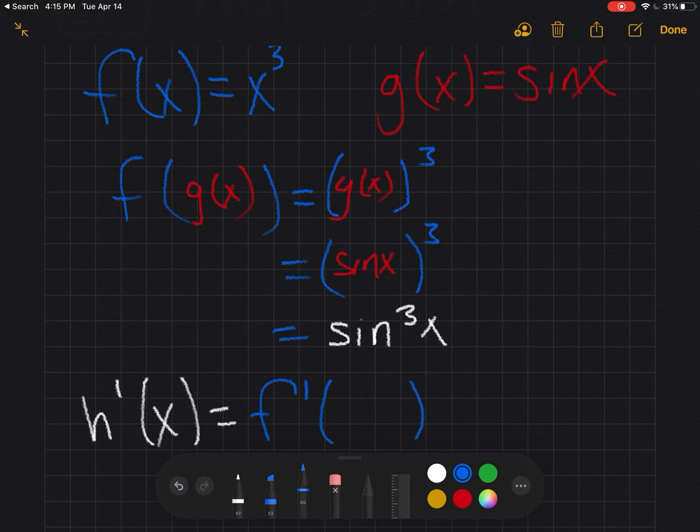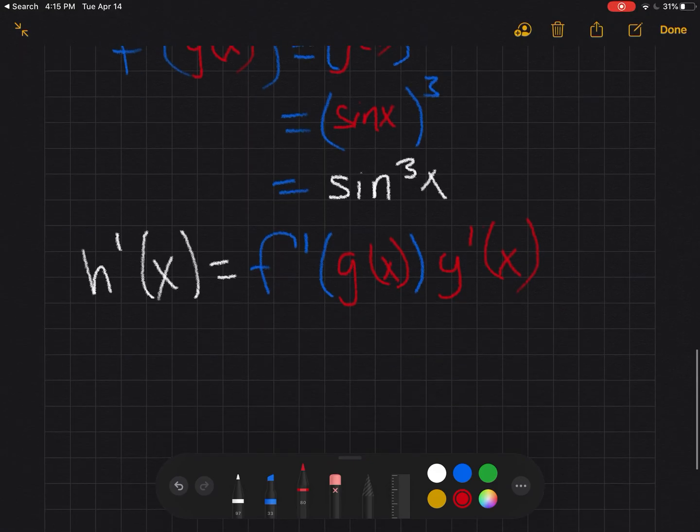And then what does that become? That becomes sine cubed of x. So hopefully you buy it. So let's take that derivative then. Then we get h prime of x equals the derivative of the outside function times the derivative of the inside function, like that.